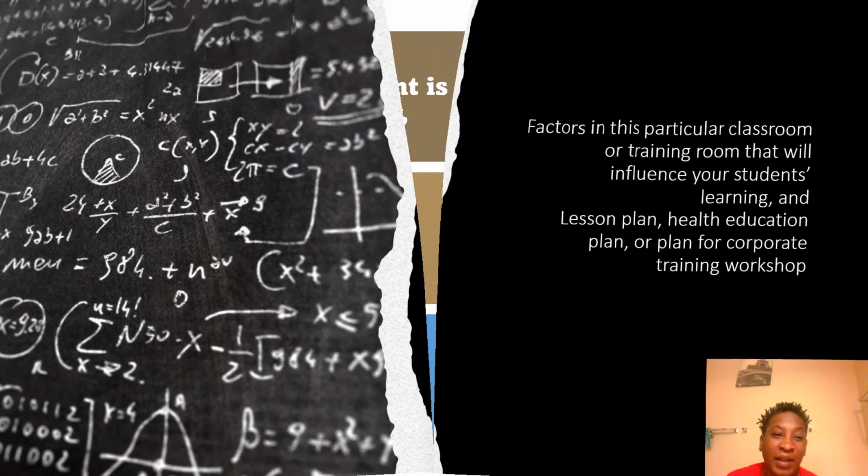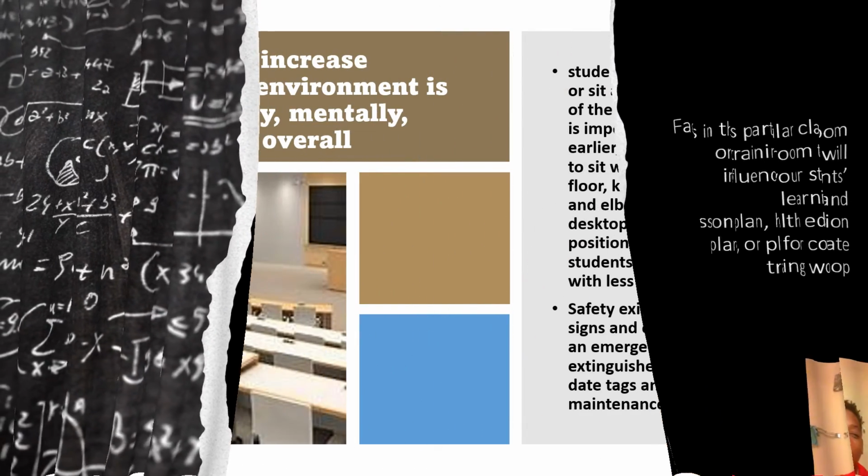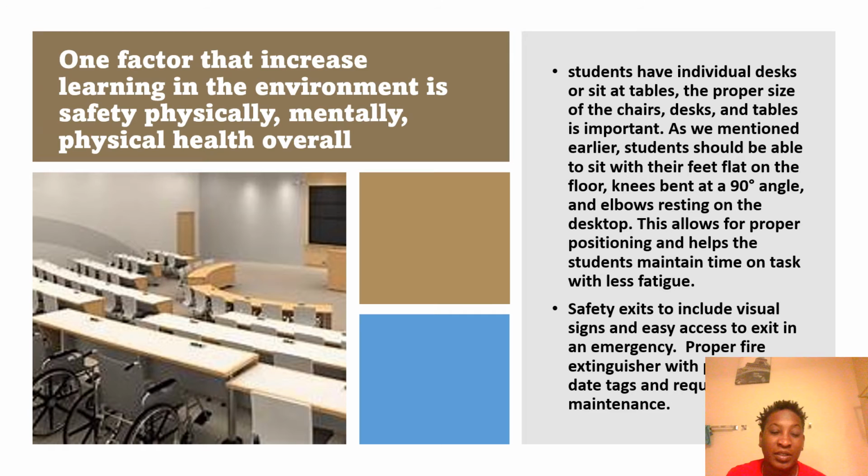One of my factors for increasing the learning environment is safety. Physical safety is safety physically, mentally, and your overall health. By that being said, I believe that students should have individual desks or sit-up tables or proper size chairs, desks, tables. Like I mentioned earlier, you've got to be able to sit with your feet flat on the ground, right? That's human safety, part of physical safety.